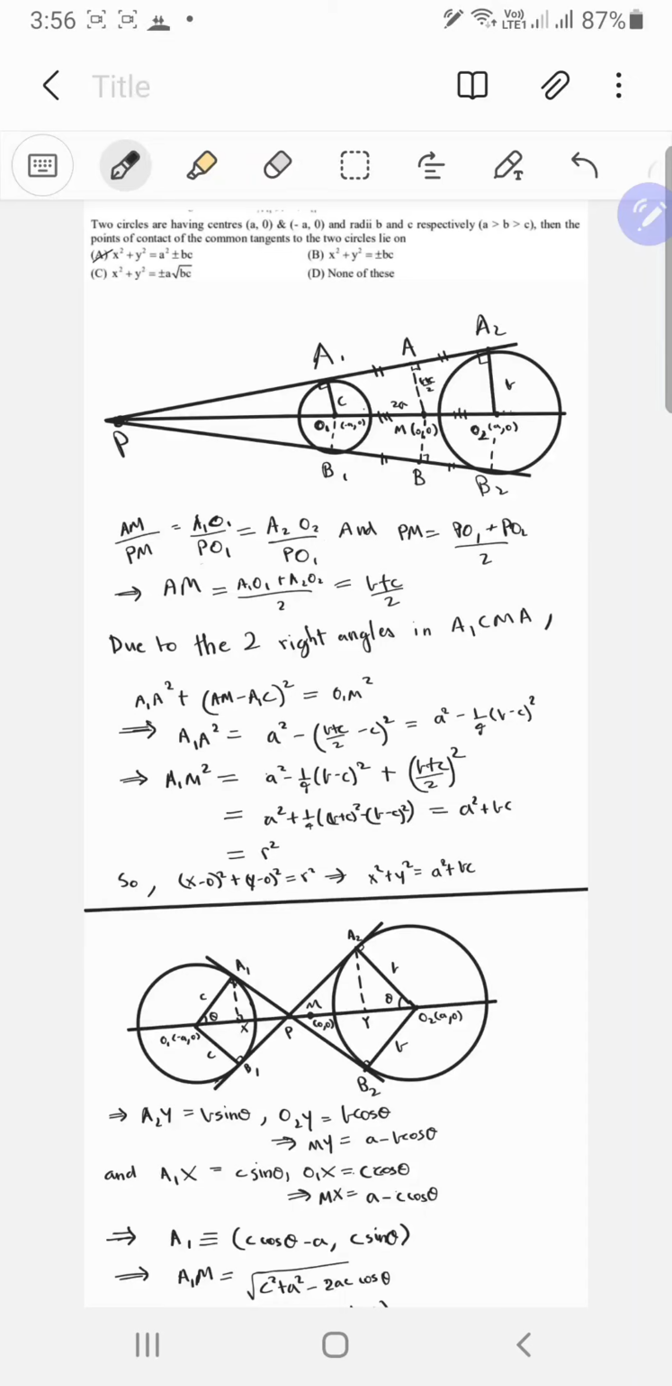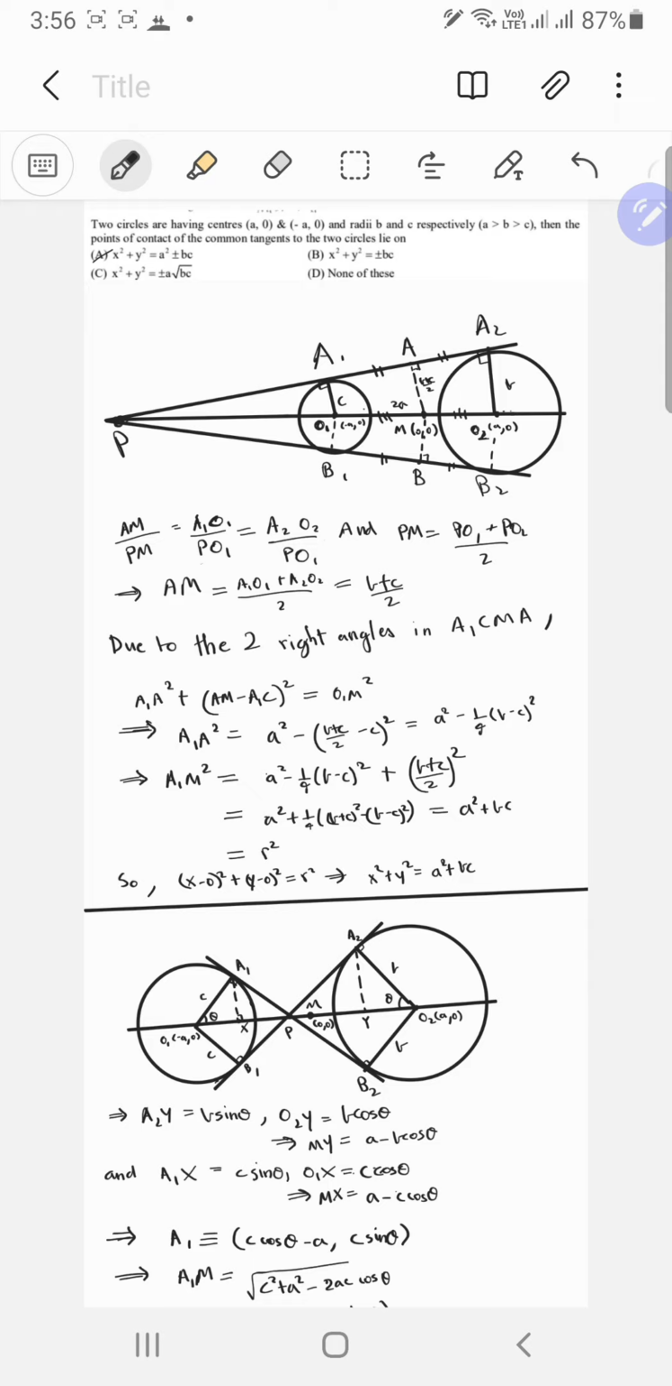Last time I did a question which I couldn't solve at that moment, but it turns out it was very nice, and here's what I've done. The question is: two circles have centers (a, 0) and (-a, 0), and radii b and c respectively. And a is bigger than b is bigger than c, which means they are not touching each other. Then the points of contact of the common tangents to the circles lie on.